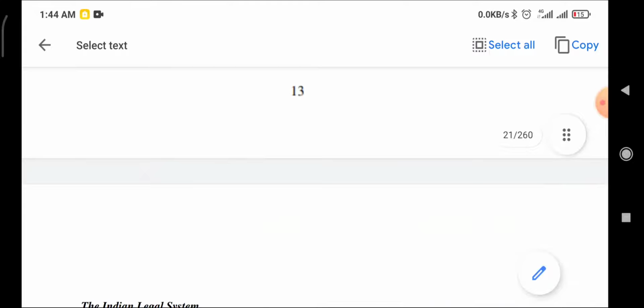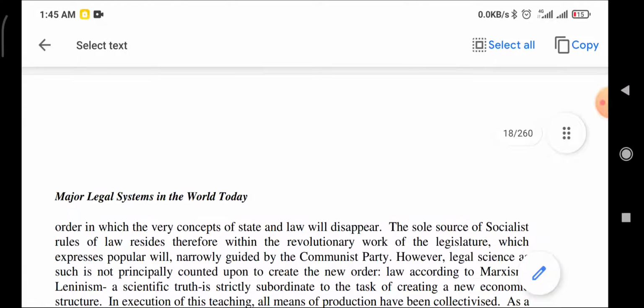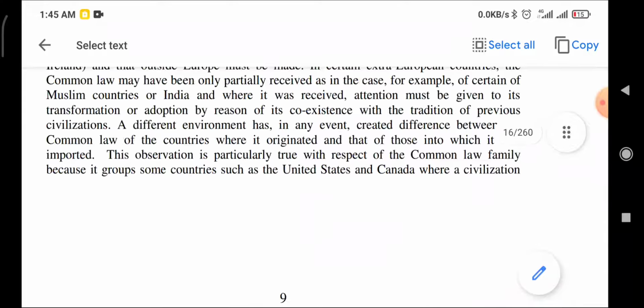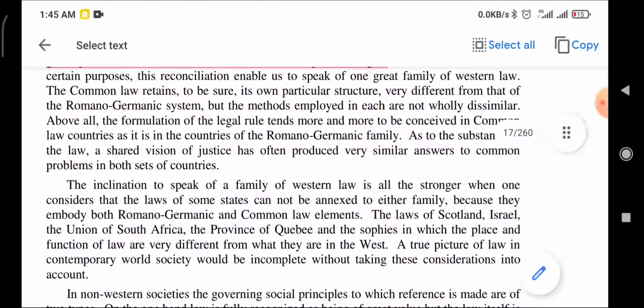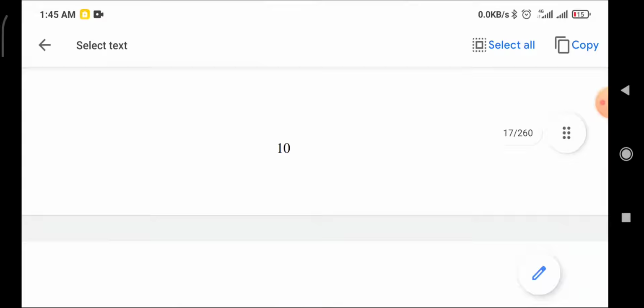So guys, that's it for now. We'll cover the three basic families, all about the family rules and regulations: the family based on general law, that is the Romano-Germanic family; the other is common law, based on the judges; and another family that draws attention from the Roman-Germanic family, that is the family of socialist laws.